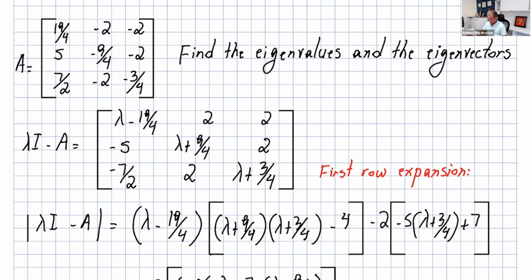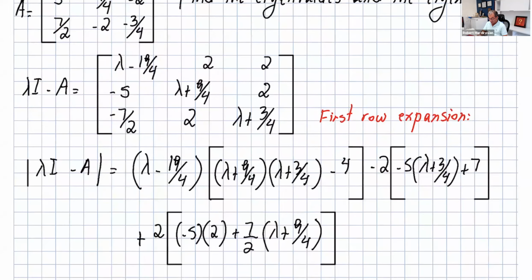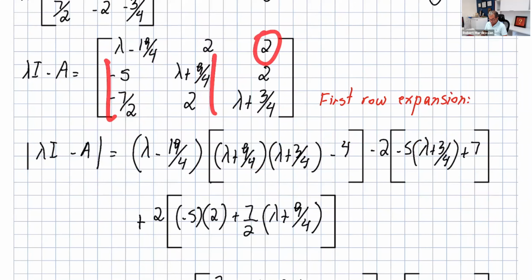So on the diagonals. Then you can find the determinant of that matrix. You can do a first row expansion. So it's going to be that entry lambda minus 19 over 4 times the determinant of that 2 by 2 matrix. And I did that here. So it's going to be lambda plus 9 over 4 times lambda plus 3 over 4 minus 2 times 2, which is 4. And it's negative 2 right here times the determinant of that matrix, which I wrote here, and I'm sure you know how to find that determinant by now. And it's 2 times the determinant of that matrix. And that's what we have here.